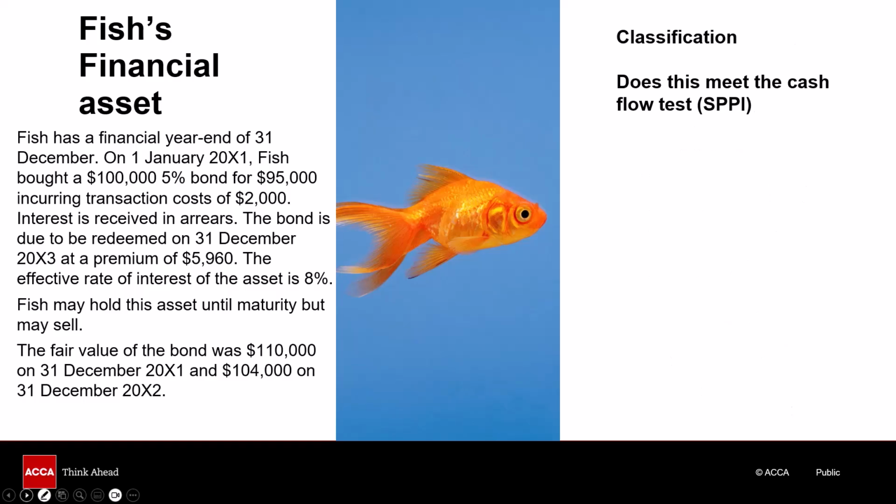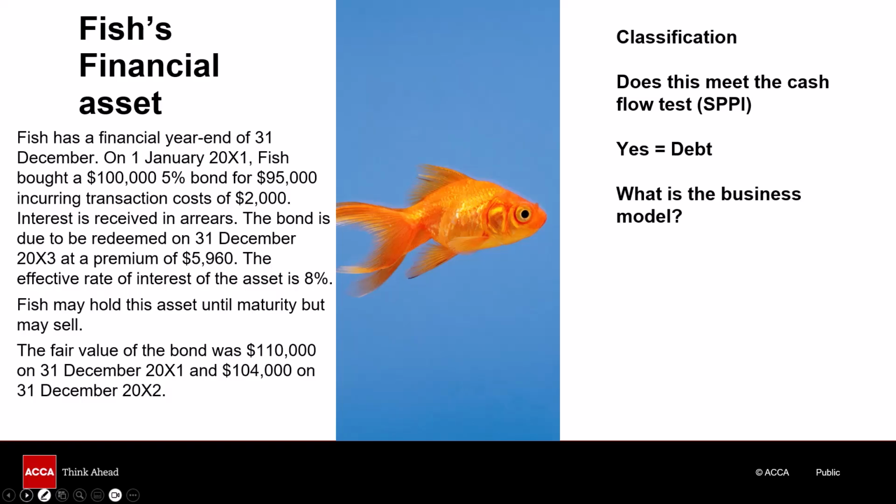So, classification. Does this meet the cash flow test? Yes, it does. You know you're going to get 5,000 every year. You know you're going to get your money back at the end. So it is a debt instrument. In substance, you've lent money to somebody. The nature of the investment, it's not equity. You're not taking a big risk. This is debt, and you're going to get your money back. That is the contractual arrangement.